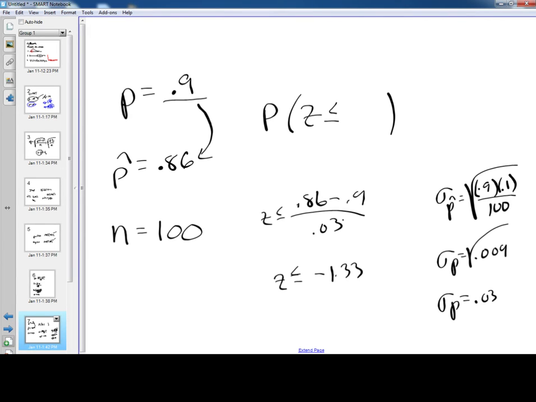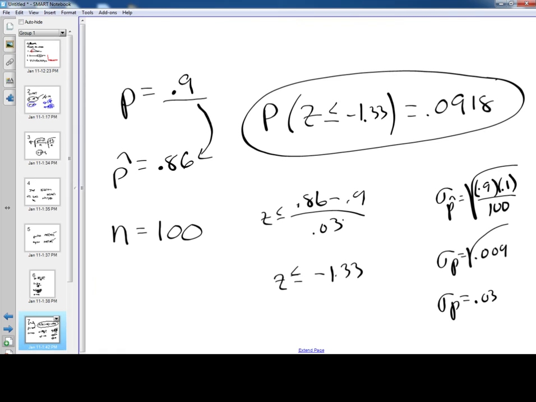1.3. 0.0918. Yep. So that will happen less than 10% of the time.